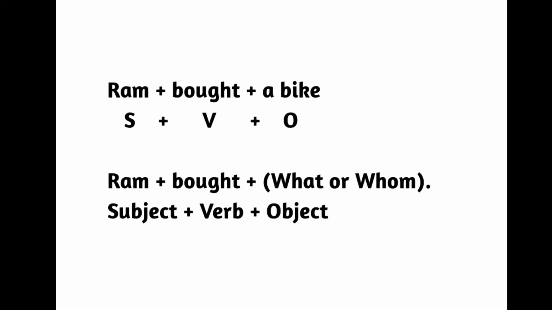Now let me go to the second pattern, SVO, subject plus verb plus object. Look at this sentence. Ram bought a bike. Here Ram subject, bought verb. A bike is object. To get the object, we need to ask question what or whom. Here Ram bought what? A bike. This sentence pattern is SVO.